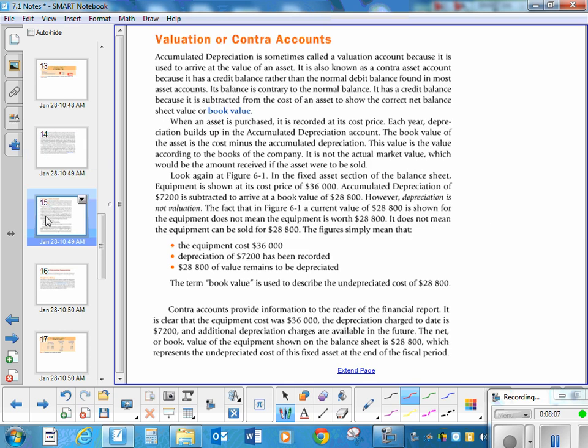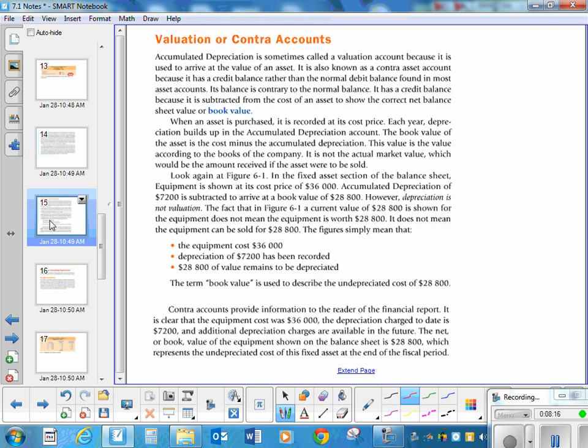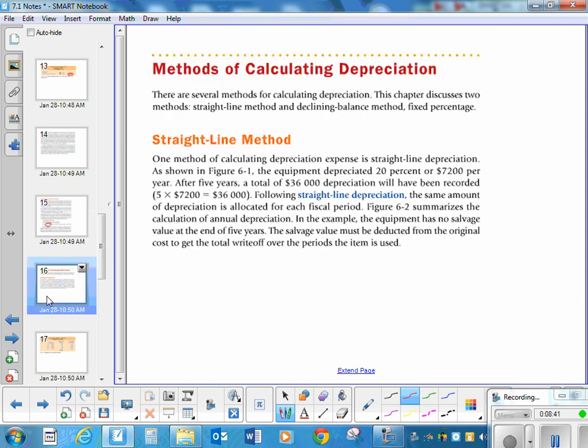I'll go back to that page. I've already discussed this with you, but if you're having trouble, go back and read over that. Contra accounts is just an account that lists all of your depreciation. We also want to talk about the word book value. Book value is the amount that if you were to go and trade in that piece of equipment, what you would actually get for it. The banks use that to kind of determine what your asset's worth.